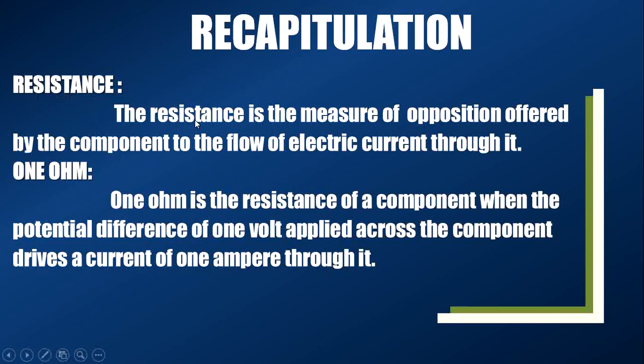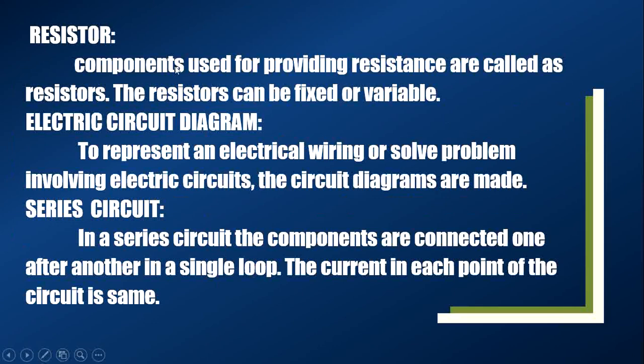Resistance. The resistance is the measure of opposition offered by the component to the flow of electric current through it. 1 ohm. 1 ohm is the resistance of a component when the potential difference of 1 volt applied across the component drives a current of 1 ampere through it. Resistor. Components used for providing resistance are called resistors. The resistors can be fixed or variable.